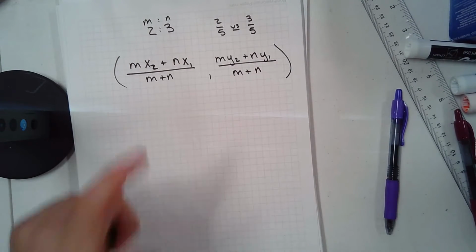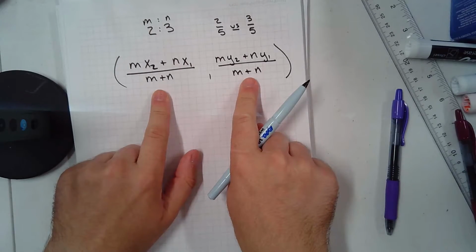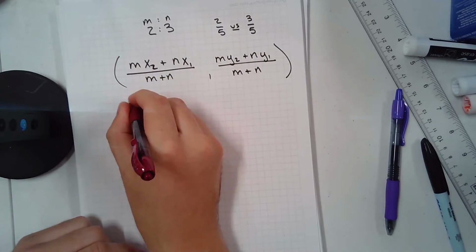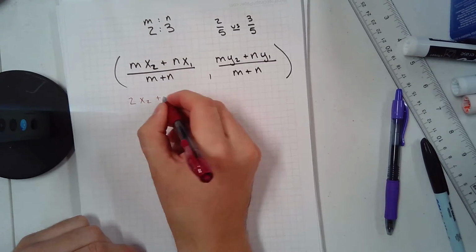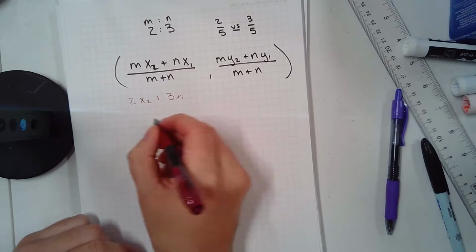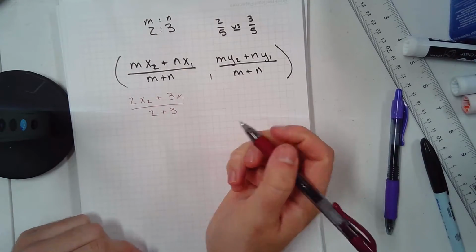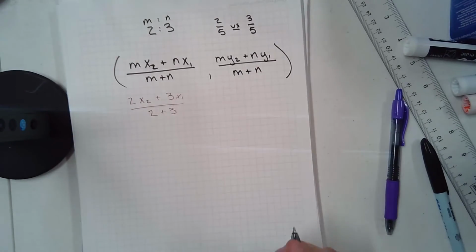Right? But let's just focus on one side, because what's true for this side is true for that side. So when I apply a 2 to 3 ratio, m is 2, so I have this, and n is 3. And then when we add them together, we get 5, right, in the bottom. Same thing over here, just with the y's.